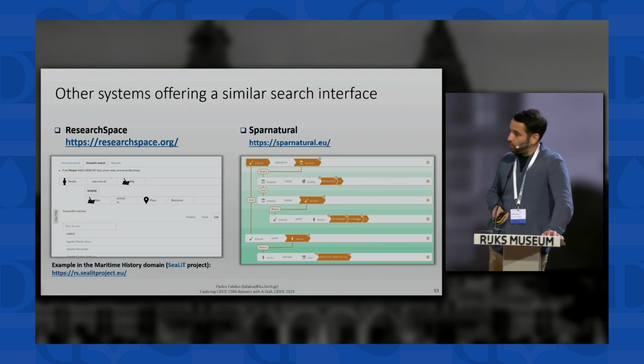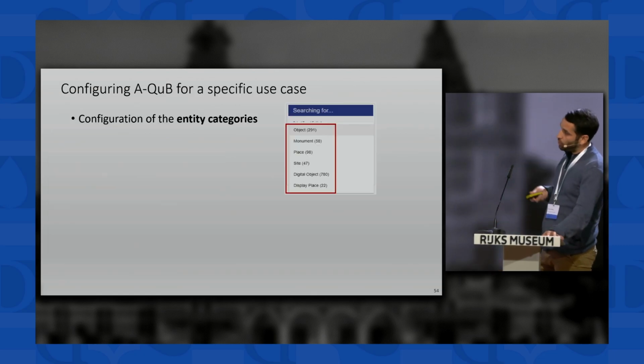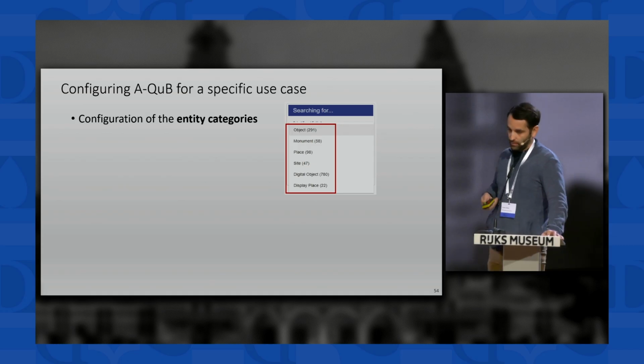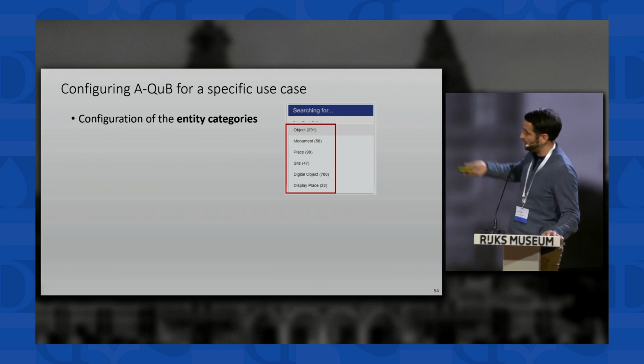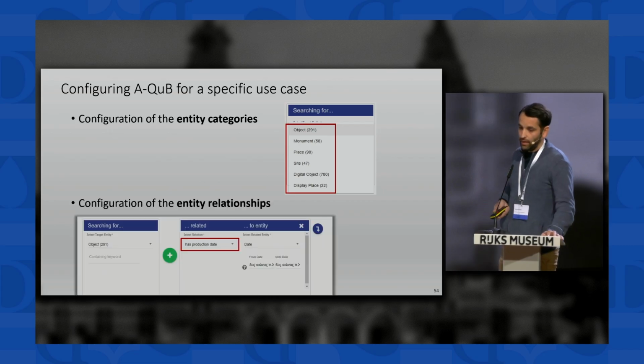And here I should mention that there are also other systems that offer a similar search interface. You may know Research Space or Sparnatural, which is a JavaScript library. Both are great systems. And in A-QuB, for configuring the system for a specific case, we need to configure the entity categories, so what we saw when we click the searching button, as well as the entity relationships, how the different entities in the categories are connected.